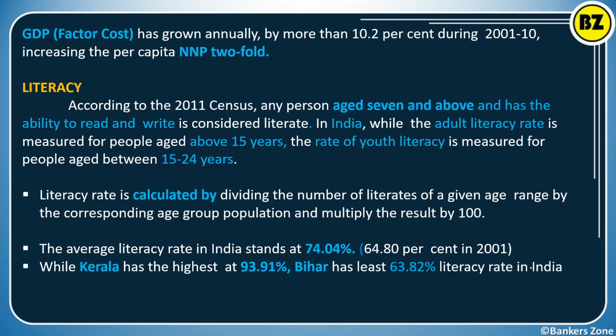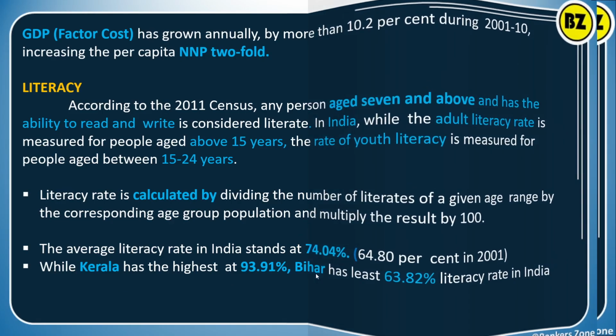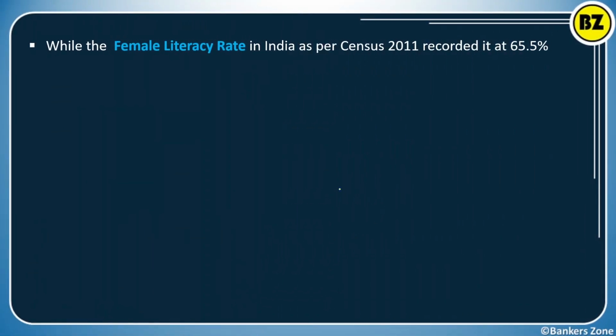I know you are very familiar with this, right? Kerala has the highest literacy at 93.91, and the lowest is Bihar at 63.82. And India is 74.04%. Now, while we talk about the female literacy rate, the female literacy rate in India as per the 2011 census is 65.5%.